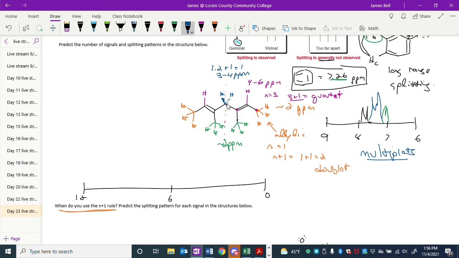Looking at the blue ones, they're equivalent to one another, so they can't split one another. But there are no hydrogens on the neighboring carbons. So there's nothing really close enough to this to cause splitting. So I'll expect a singlet. No splitting for those protons. And the same for the green. The 3 hydrogens here on this carbon are all equivalent. They can't split one another. There's no hydrogens on the neighboring carbon, so that would also give a singlet.